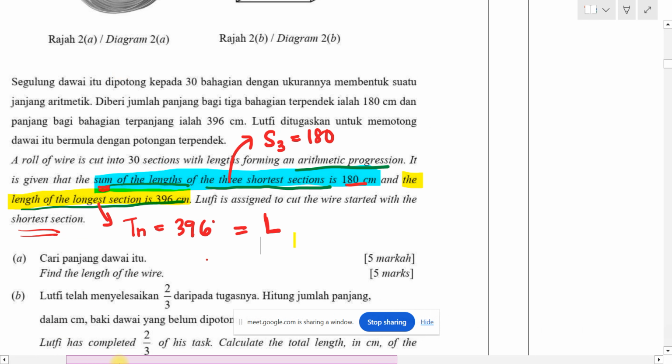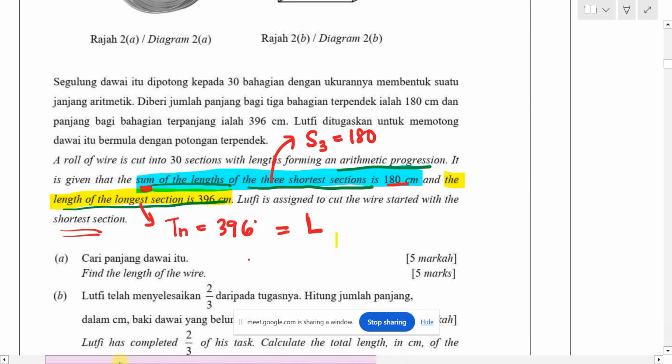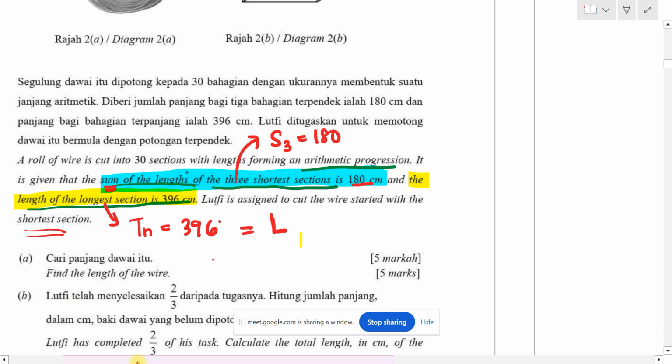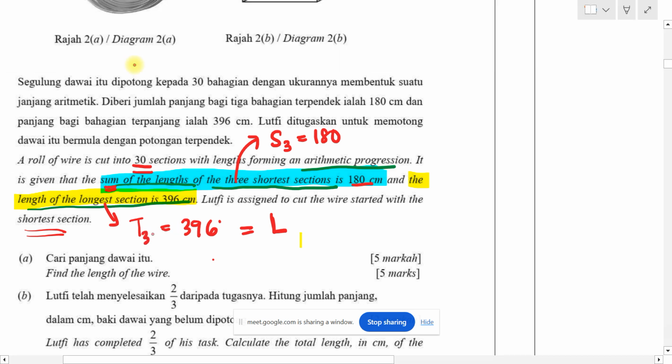Now the question is, find the length of wire. Remember the wire, and instead of saying Tn, what is that actually? Do we know the n or not, Kavya? 30. Yes, if you read the question carefully, you should have known that. It's T30, because they have already told us there are 30 sections.